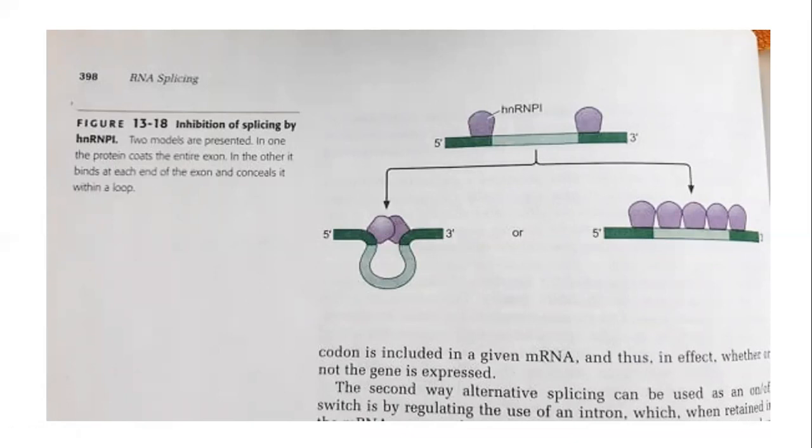So students, these are the main three processes by which RNA splicing is regulated. And in the next class, I will discuss RNA editing, which is another important portion of the RNA modification chapter.